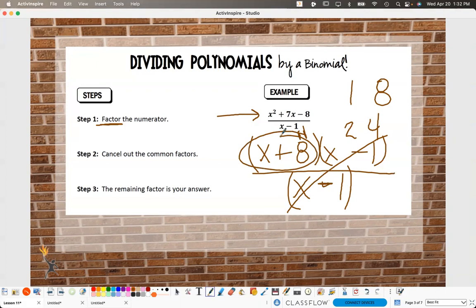Let me go simpler for a second. What's 4 over 4? 1. What's x plus 1 over x plus 1? It's the same answer: 1. Any number over itself. It doesn't matter how big it is, how many terms it has, or if it's binomial or trinomial. If it's the same number over top of each other, it's 1.